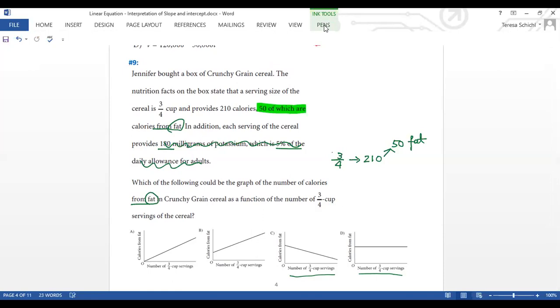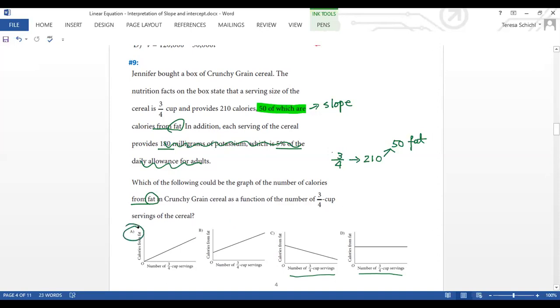So what is this 50 about? This is the fat, this is my slope, right? This is the slope. And what is the intercept here? The intercept means if you don't do any serving, what happens? Do you have any fat? No, right? So what is the answer here? It's A.